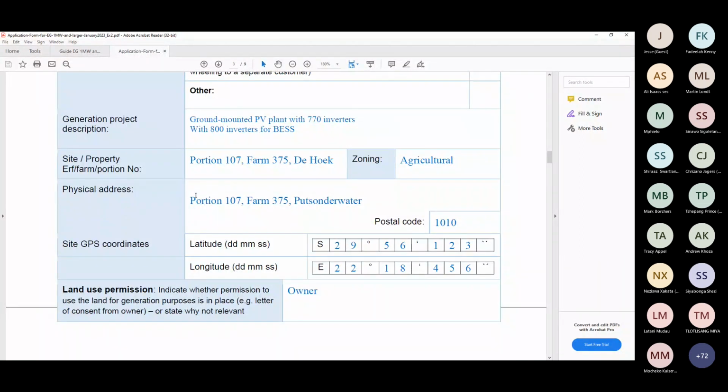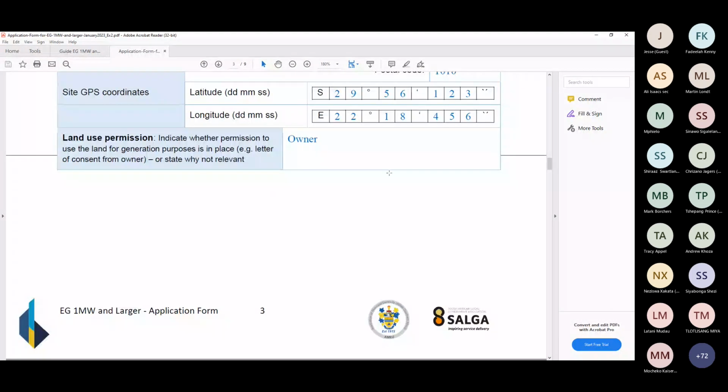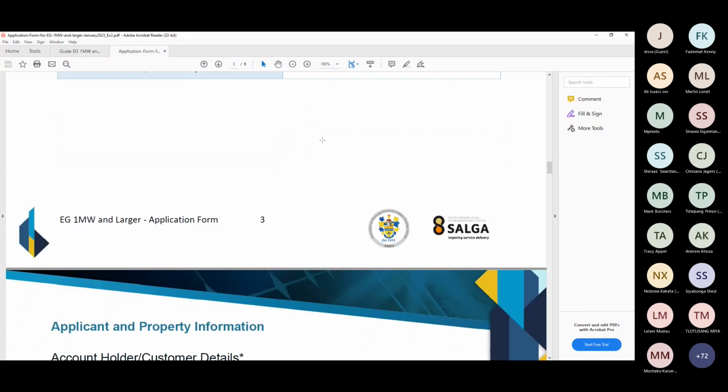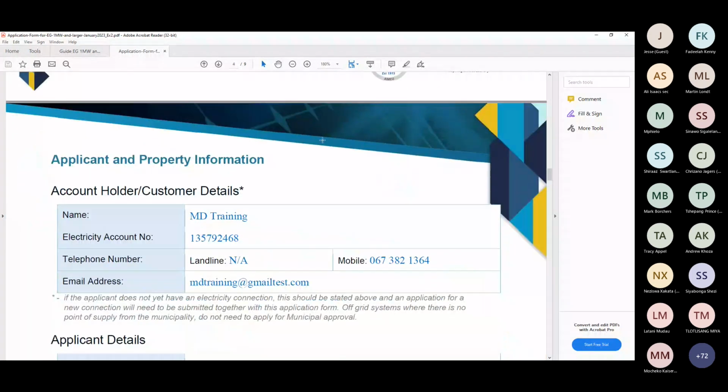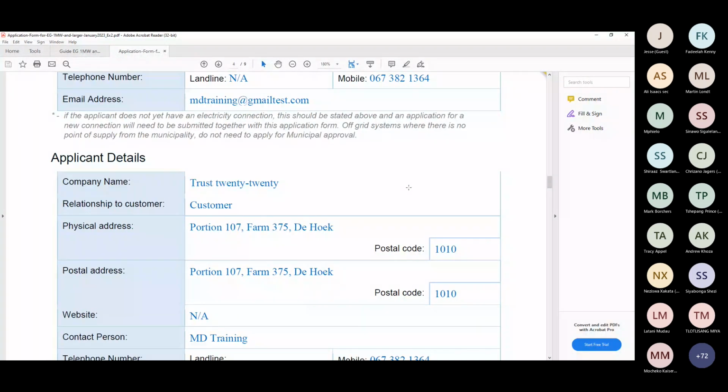Farm or property information, it's their coordinates. Well, it's the owner. So you might ask him for a copy of the title deed if he is the owner. Then just further information so that you can get hold of them.